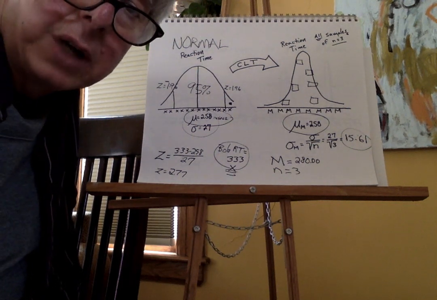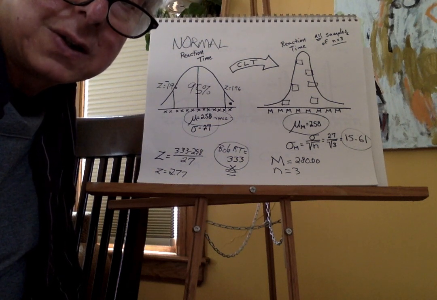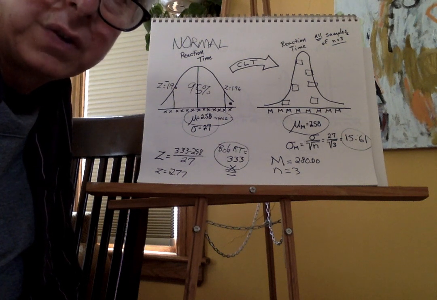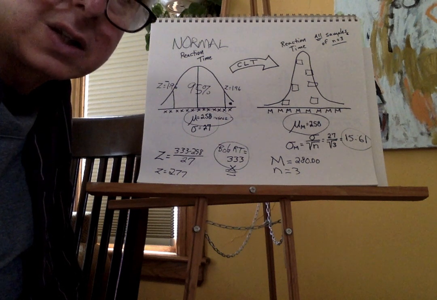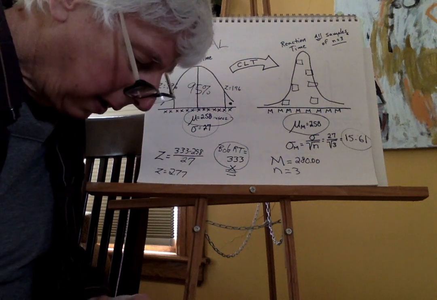So I'm going to let you calculate Bob's new z-score. Let's see if he's abnormal, weird, or if he falls within the expected range. And that's where we'll start the next video.